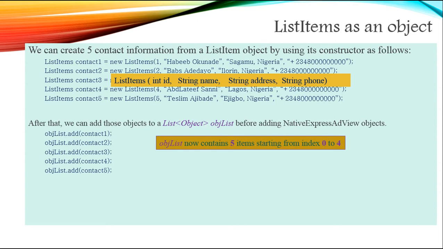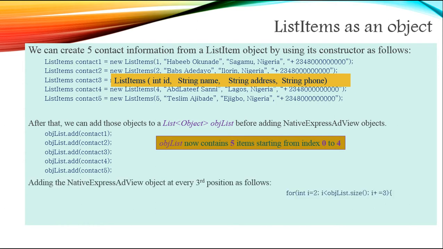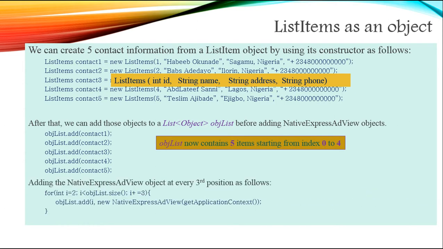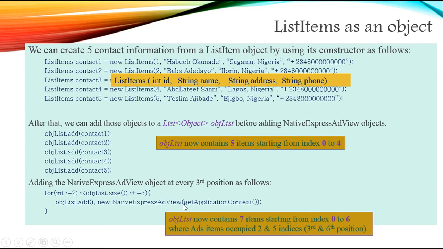Then you can now decide to insert your NativeExpress ad object by using the following code. So at every 3rd position here, I'm inserting the new NativeExpress AdView. So at the end of this, the object list will now contain 7 items starting from index 0 to 6, where the ad items will occupy the 2nd and the 5th indices. That is 2 and 5. I mean the 3rd position and the 6th position.